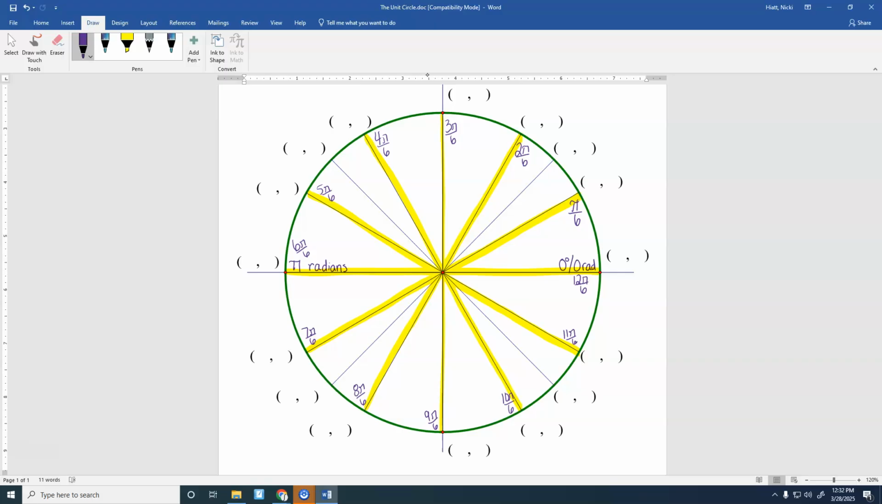You can't leave it like this. 2 pi over 6 was not anywhere on that unit circle. But the reason it's not is because 2 pi over 6 will reduce. What does 2 over 6 reduce to? 1 over 3. So 2 pi over 6 reduces to pi over 3.